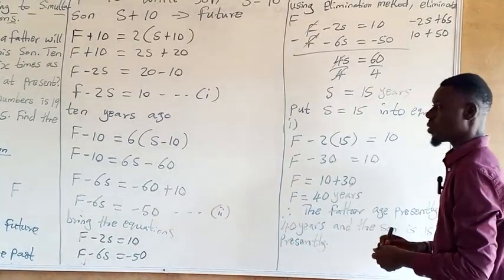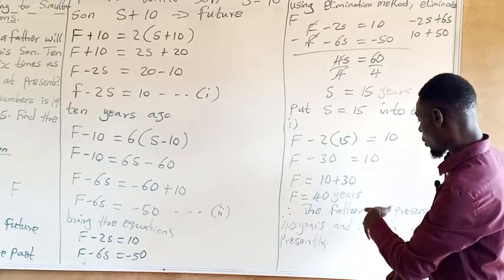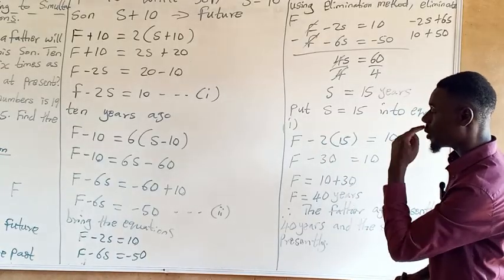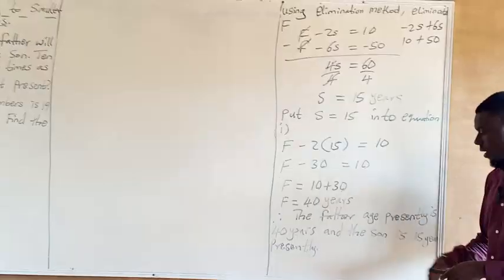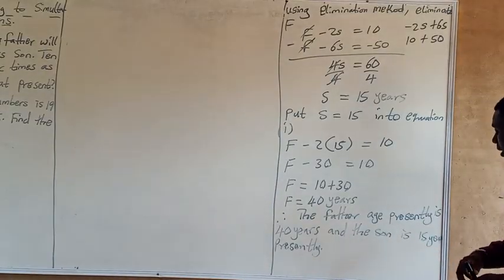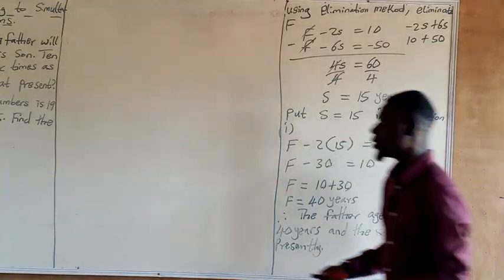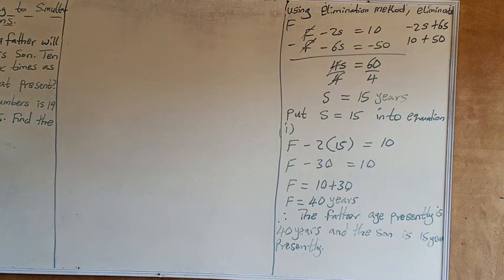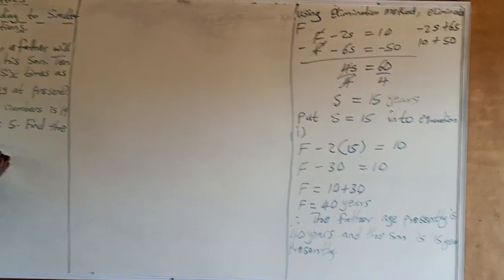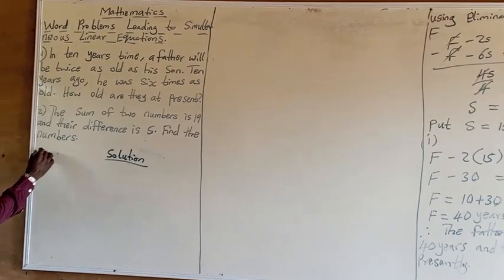So this was what they give us. So this was what they asked us from the question. So at this moment, let's solve number 2. Presently, the sun is 15 years. So let's go to our second question. Let's write the solution on the second question, number 2.